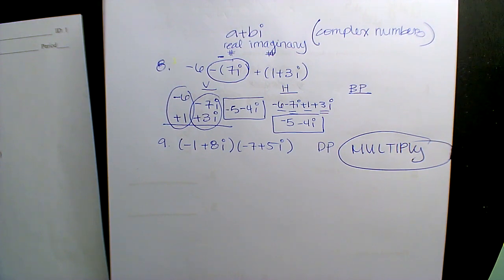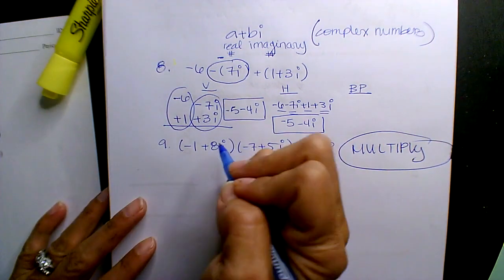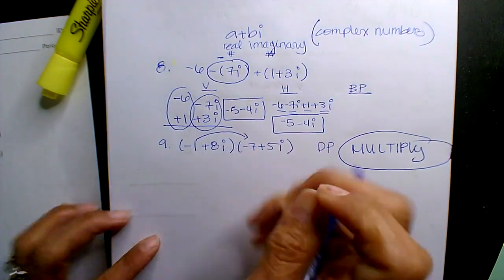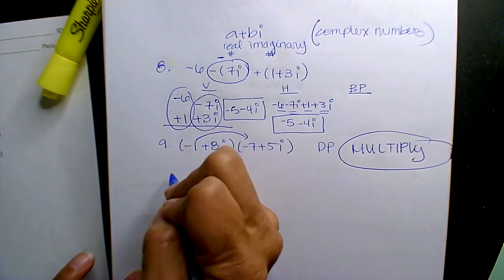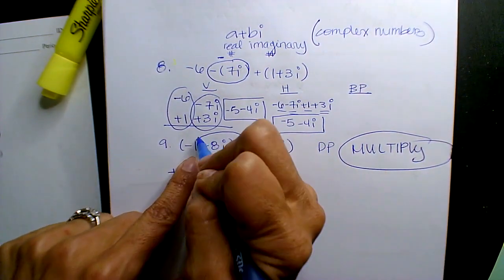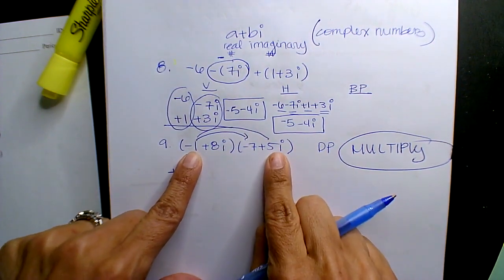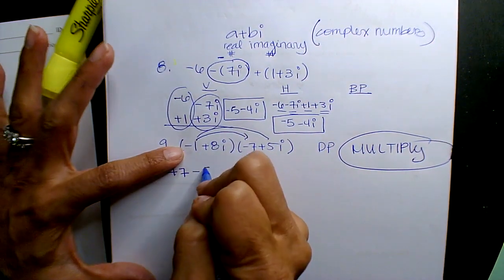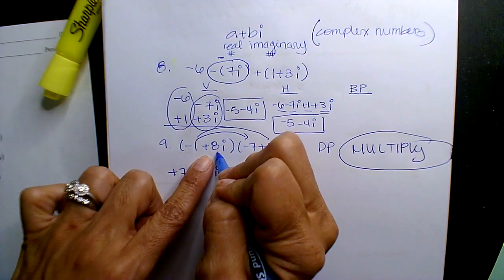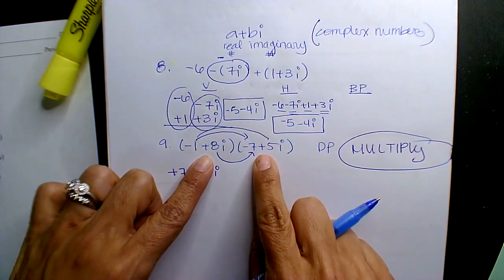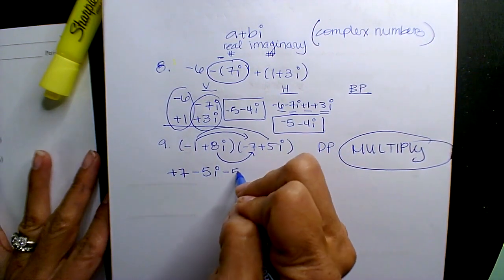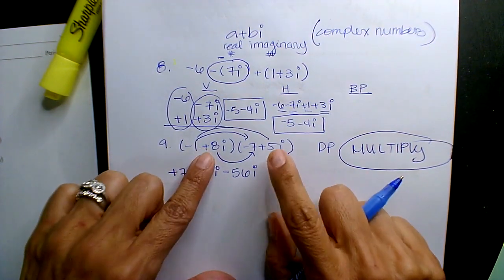Okay, so for those of you that like the box method, I'll do it afterwards. Okay, so what's -1 times -7? Yes. What's -1 times +5i? -5i. What is 8i times -7? Yes. Good job, Dylan.